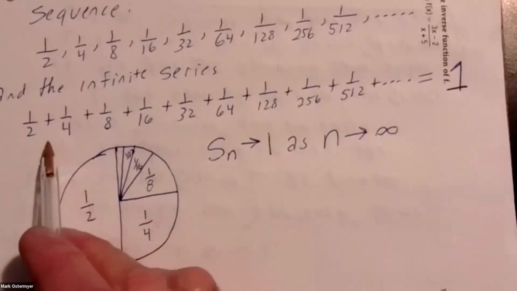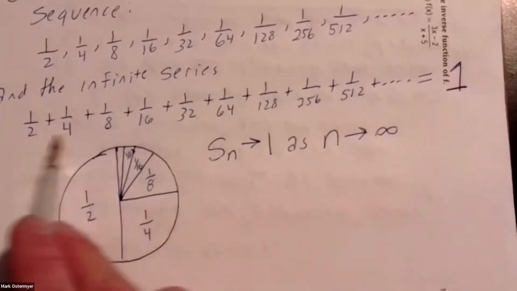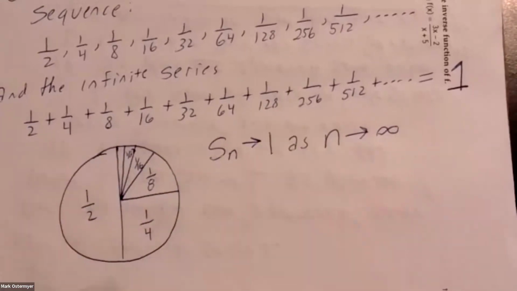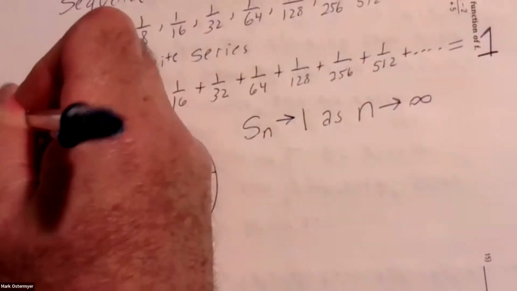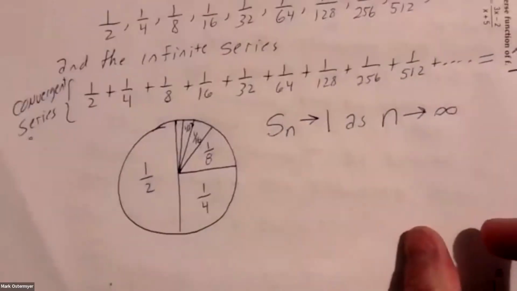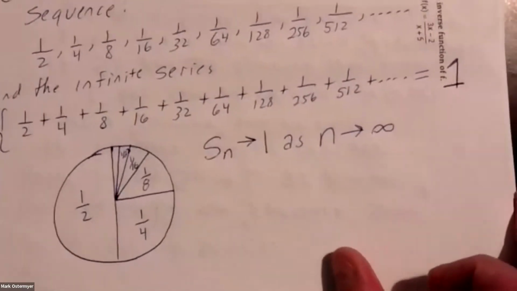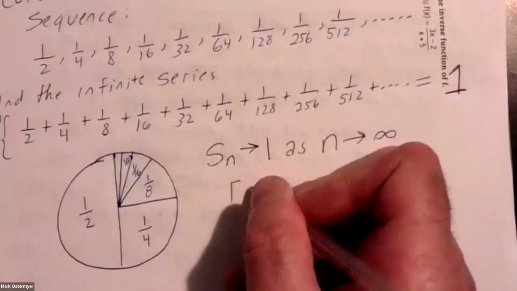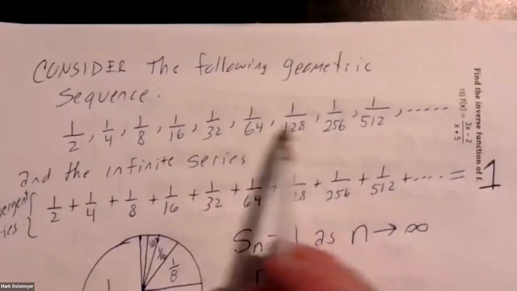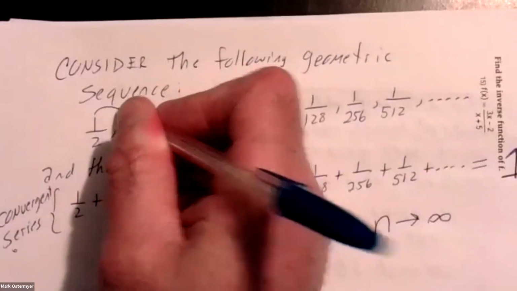So therefore, ladies and gentlemen, this must be what kind of an infinite series? Convergent or divergent? It turns out to be a convergent series. Convergent infinite geometric series. That's what that is. I have a question. What is the common ratio of the associated infinite geometric sequence? What is the common ratio here? What do I have to multiply each term by to advance to the next term?